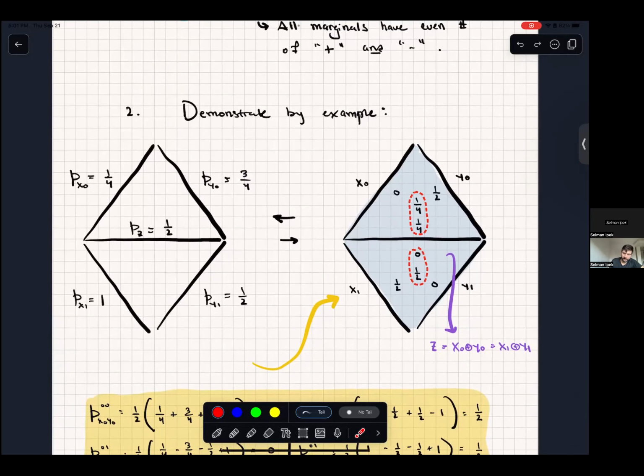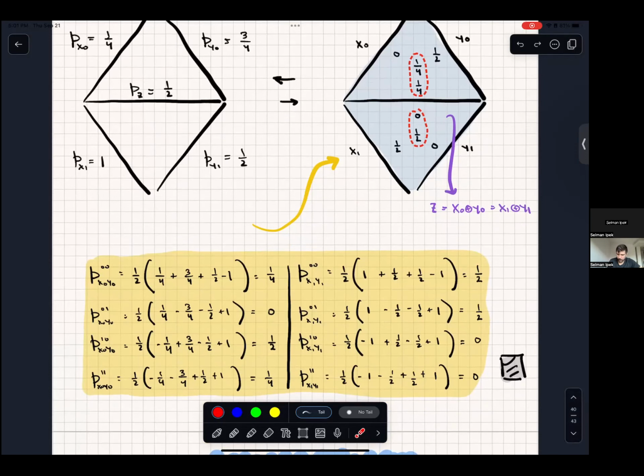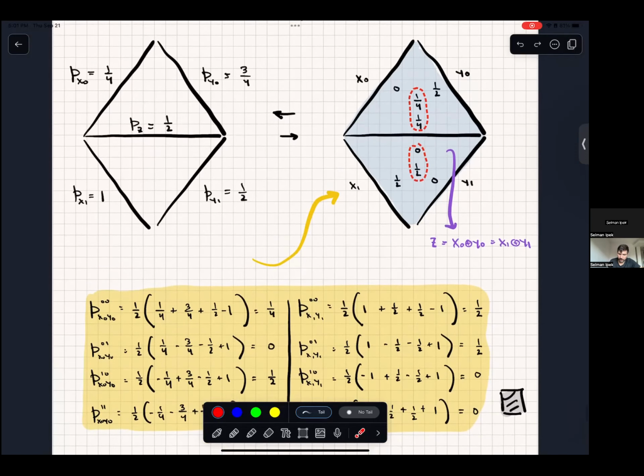So say that I have a set of edge probabilities that are given as follows: 1/4, 3/4, 1, 1/2, and in the middle I have 1/2. Now I'm going to use that formula. I'm not going to go through all the details, but you can use that formula to precisely get all of the probabilities.